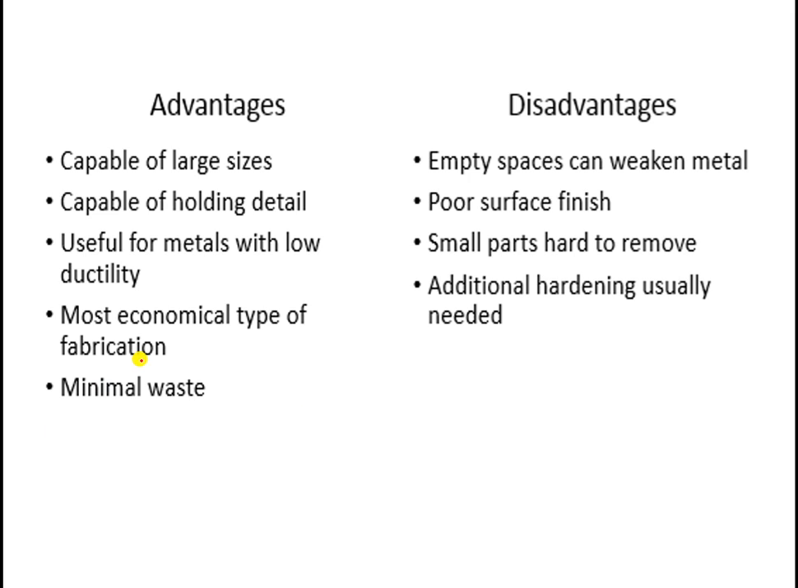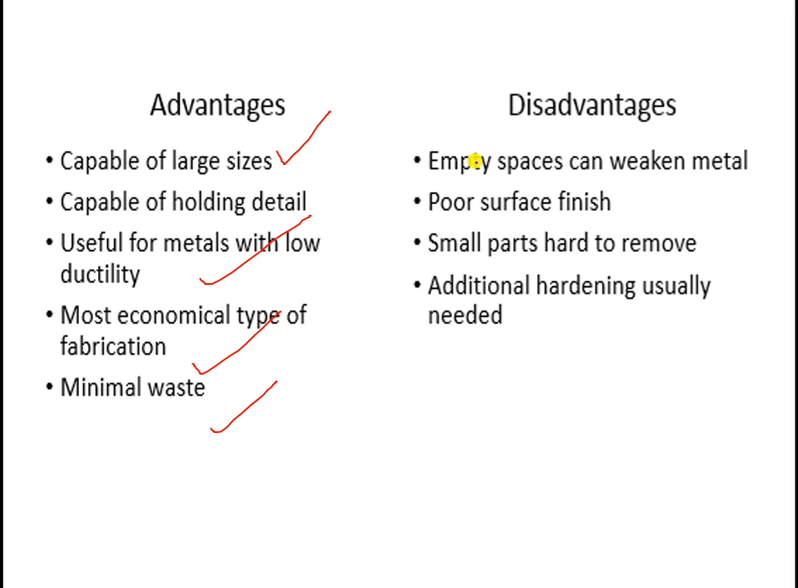What are the advantages of this sand casting? It is capable of manufacturing large sized components. It is also useful for metals with low ductility, that is, metals which are castable, since the castability of that kind of metals is good. It can be used here. It is an economical type of fabrication, a very old one, and the wastage is minimal.